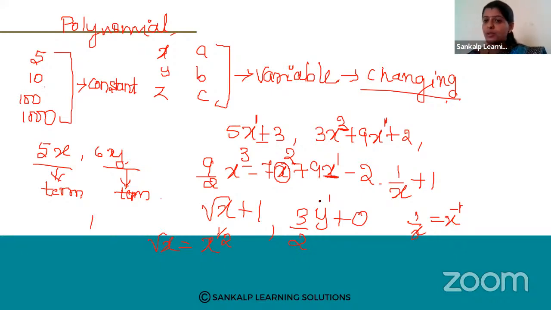Observe carefully. What I want to tell you is that some examples are here. In each example, look at the variable power. Here x raised to 1, right? X cube, that means a positive number is there. This is also a positive number. Here also positive numbers, right? And here x raised to minus 1, that means it has a negative number. Next, here x raised to 1 by 2 is a fraction. So then, what do you mean by polynomial and algebraic expressions?